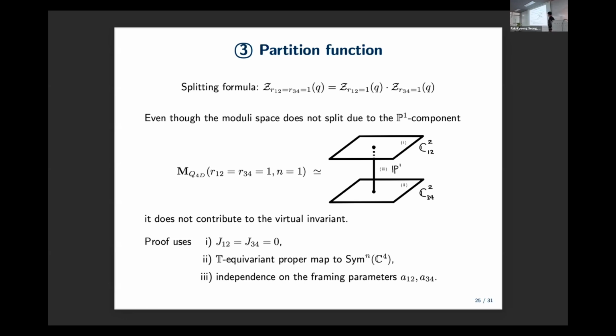And using this, we can construct an equivariant proper map to the symmetric nth power. So if you look at this example, that would be just contracting this P1 to a point, because somehow they correspond to the same point inside C4. And then using this proper map, we can analyze the dependency of the partition function on the framing parameters, A12 and A34, and they are all independent of this. So we can take an explicit limit, which is easy to compute, and that limit evidently is splitting. So this is how we prove this partition function.